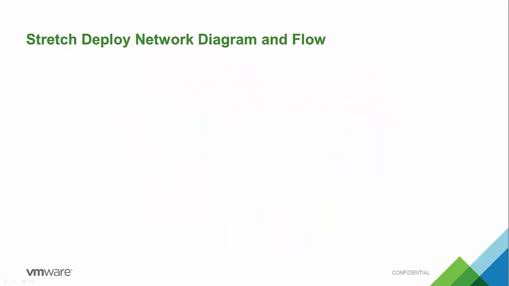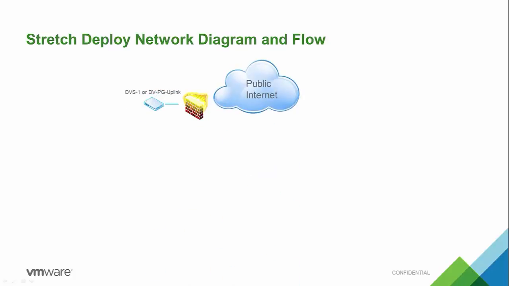Now let's take a look at the stretched deploy network diagram and how the traffic flows through the SSL VPN tunnel. As you can see here, we have a virtual distributed switch connected to the corporate firewall, which has external access to the public internet. We add in our vShield Edge gateway on-prem. This could actually be the default gateway for the production network we wish to stretch, or it could just be a vShield Edge that's dropped into that same network. You can see it has an uplink to the virtual distributed switch that has external access. You can also see it's connected in to the production network that we wish to stretch.